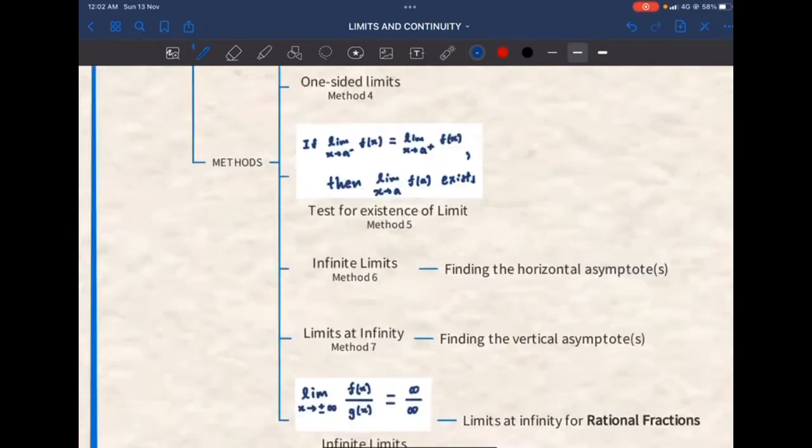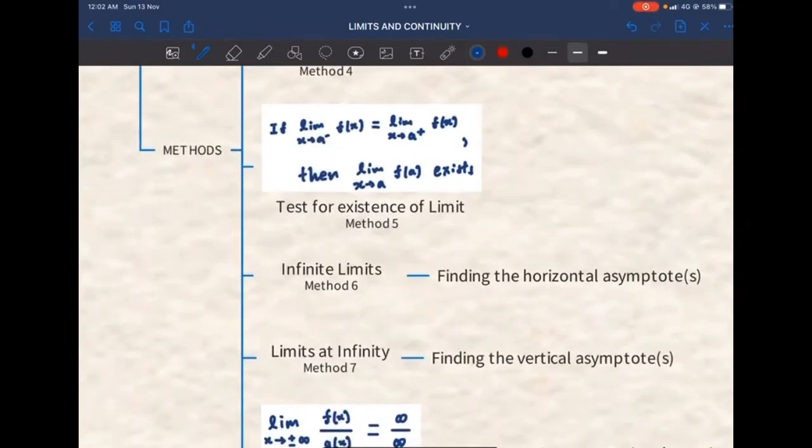This is important so that we can get the same values while x is approaching a from the left and from the right. If the values of x from the left and from the right are the same, that means the limit of f(x) as x approaches a exists.